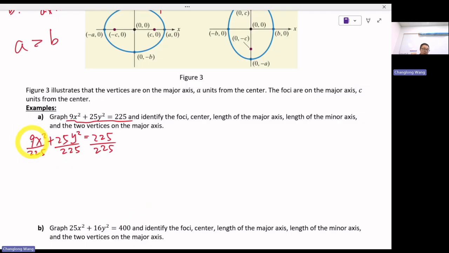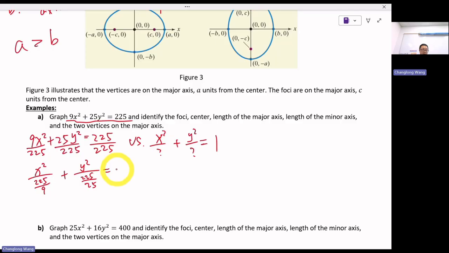I mean, you may or may not see that 225 has a factor of 9, right? But if I want to match this equation with a standard form of x squared over some number, plus y squared over some other number, equals 1, I need to get rid of that 9. How do I do that? Well, why don't you just divide out the 9 on both the numerator and denominator? So you're looking at x squared over 225 over 9 plus y squared over 225 over 25. So 225 over itself, it will be 1.